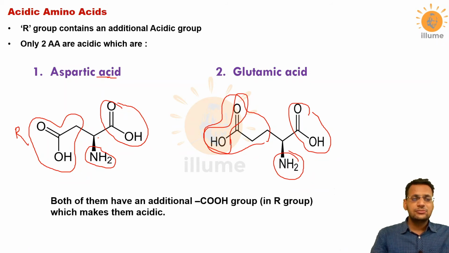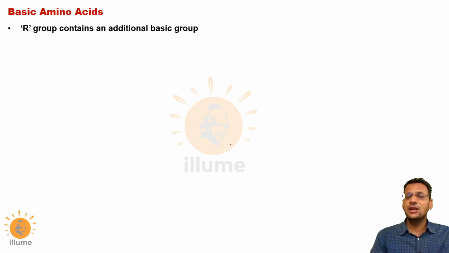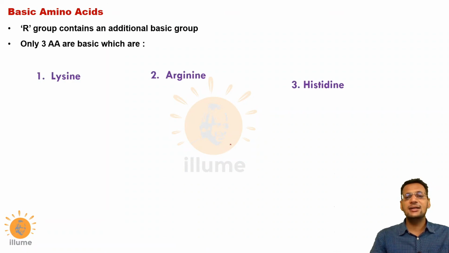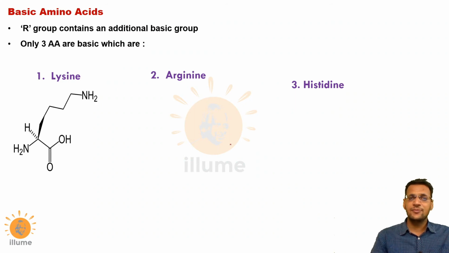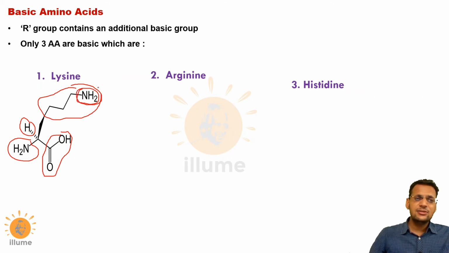Next, moving ahead to basic amino acids. In basic amino acids, the R group contains an additional basic group, and there are three amino acids which are basic in nature: lysine, arginine and histidine. Looking at the structure of lysine, this is the carboxylic acid group, this is the NH2 group, this is the hydrogen, which is common amongst all the amino acids, and this is the R group. The R group contains NH2, that's why it is basic.